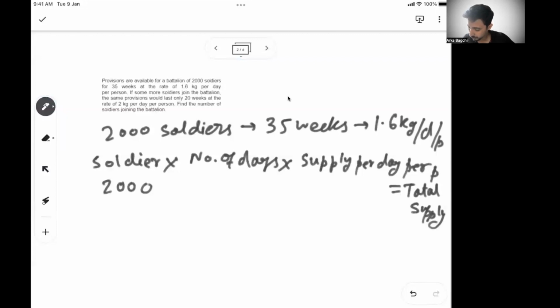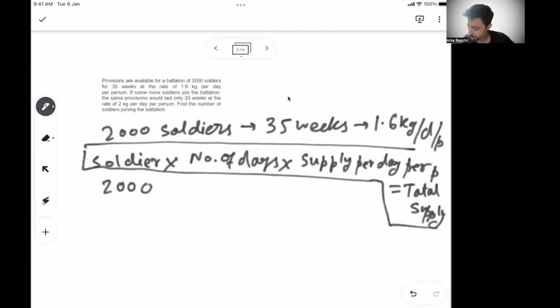So this equation is nothing but your total supply. Soldiers into number of days into supply per day per person is basically your total supply. In the first instance, there are 2000 soldiers. The number of days is 35 weeks, which means 35 into 7. And per day per person, 1.6 is needed. So this is the total supply they have.